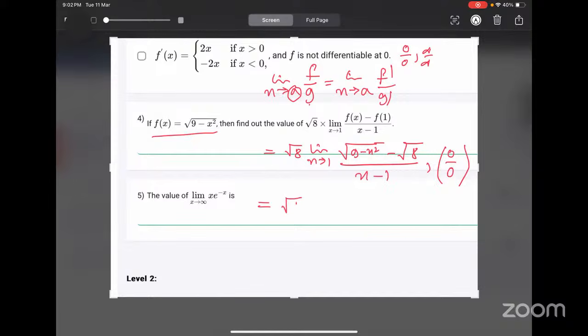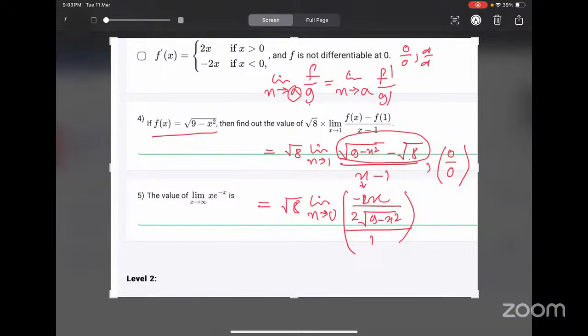Then what should I write in the next line? What is the derivative of this function? What is the derivative of root x? Ma'am, 1 by 2 root 9 minus x square into minus 2x. Correct. And this will give 0. This will give 1. That means by 1. That means this is what we have, right? Yes, ma'am.